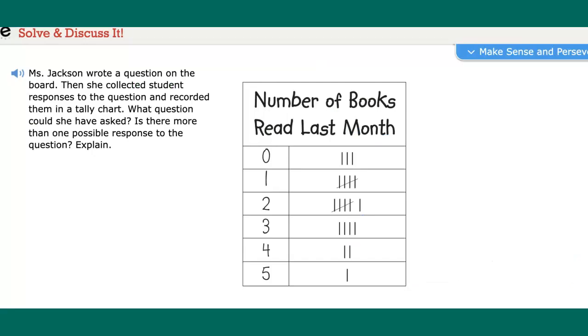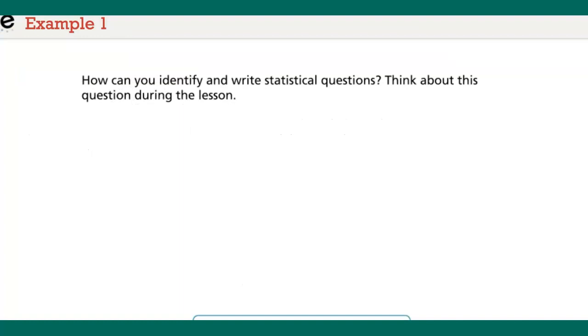Miss Jackson wrote a question on the board. Then she collected students' responses to the question and recorded them in a tally chart. What question could she have asked her students? Is there more than one possible response to the question? I want you to try that and then we'll share, okay? For now, how can you identify and write statistical questions? Think about this during our lesson.